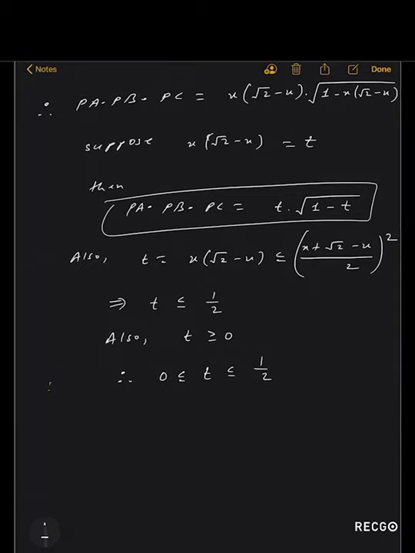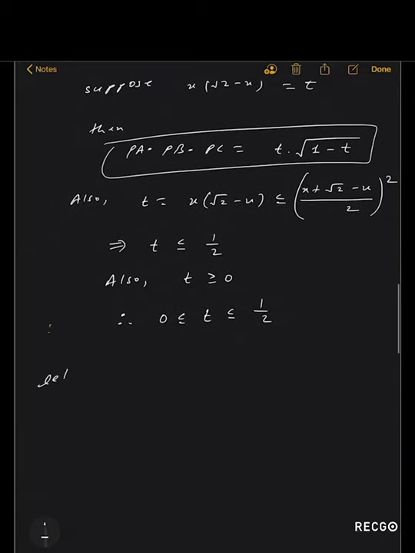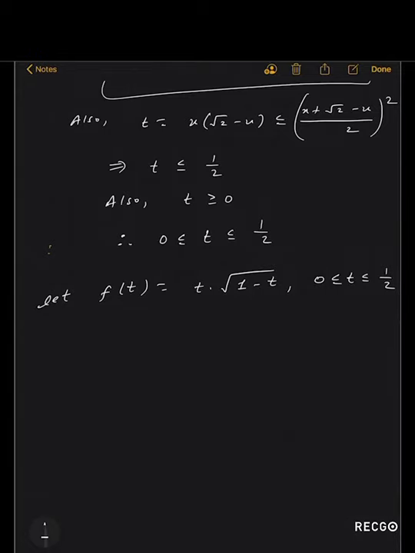So PA into PB into PC is equal to t into square root of 1 minus t, where t lies between 0 and 1 by 2. Let us suppose that f of t is equal to PA into PB into PC, which is equal to t into root of 1 minus t, where t lies between 0 and 1 by 2. Now using calculus, can we find the maximum of f of t?